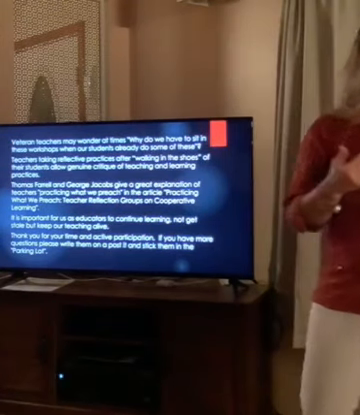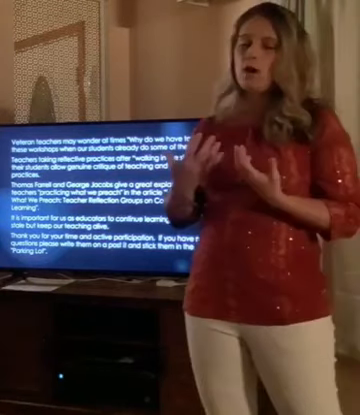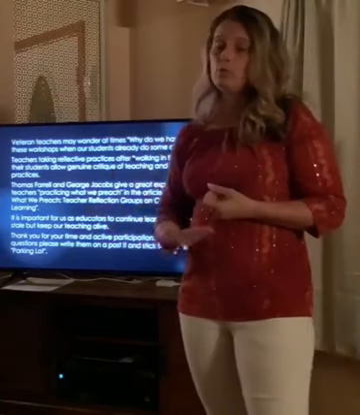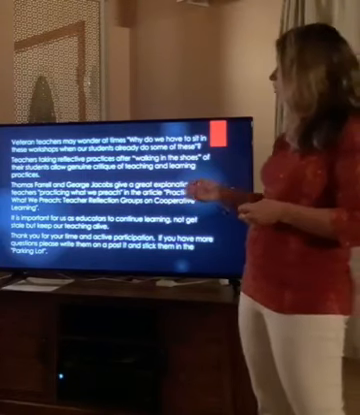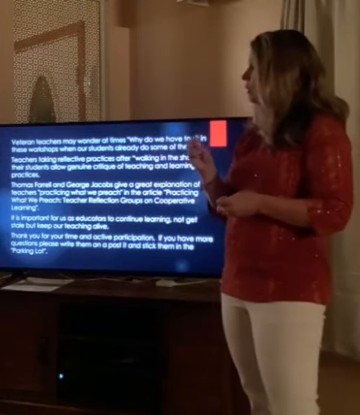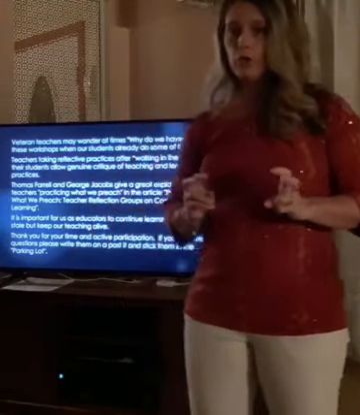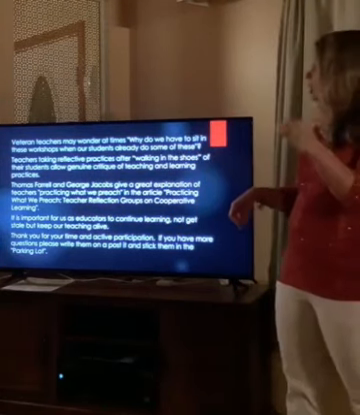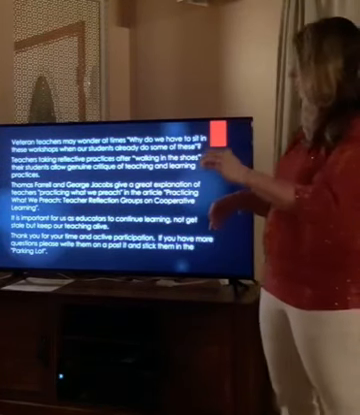Veteran teachers, you may wonder at times, why do we need to sit in this workshop? Why do we need to learn about cooperative learning when we have been through these workshops? We have done some of these things already in our classrooms. Well, because teachers taking reflective practices after walking in their shoes, experiencing what they experience in their group work, okay, it allows genuine critique of your teaching and learning practices.